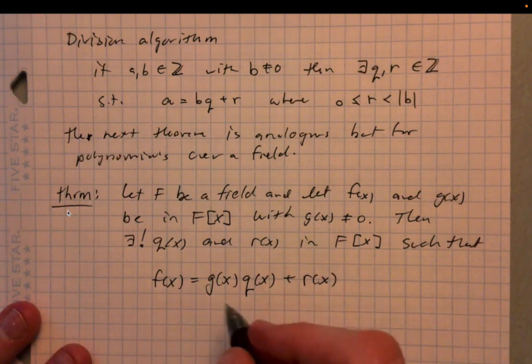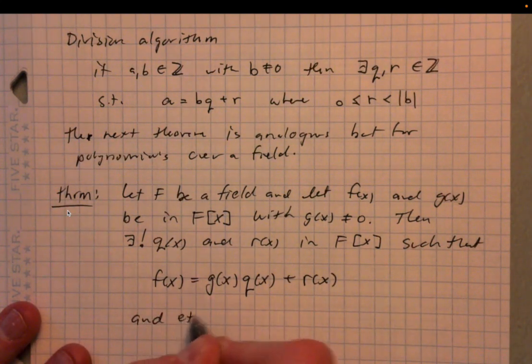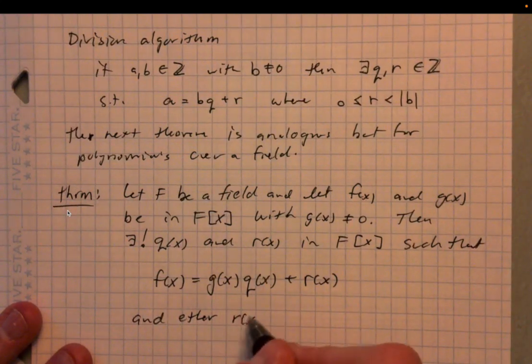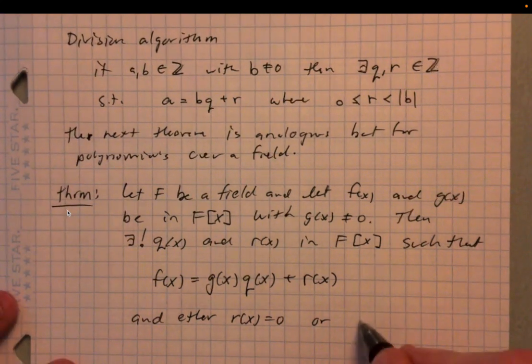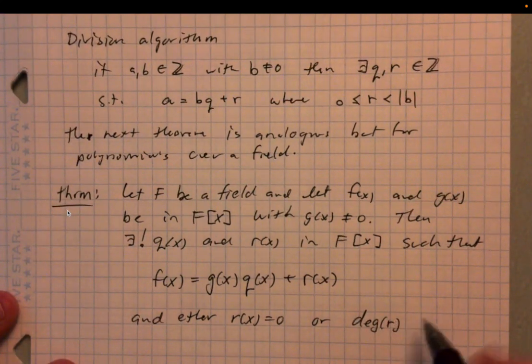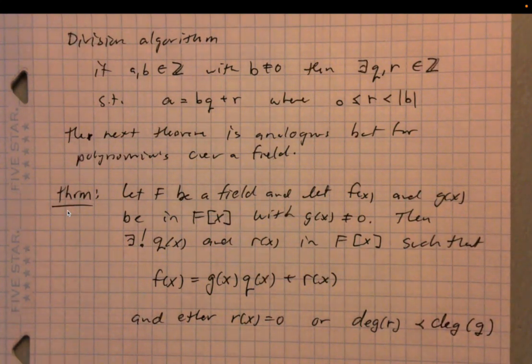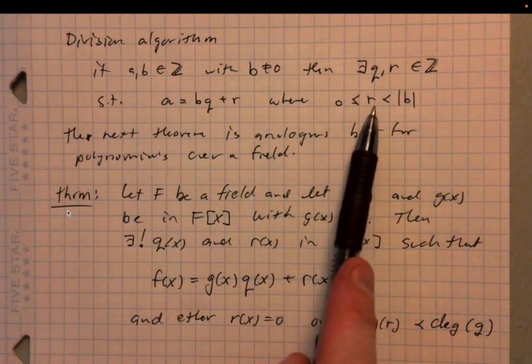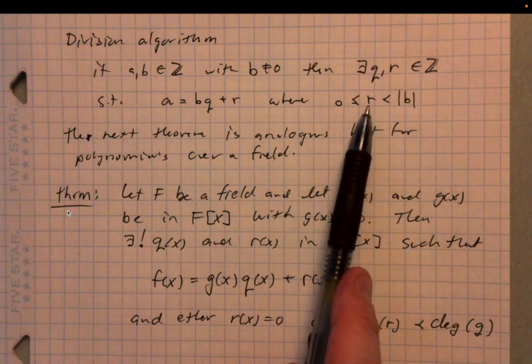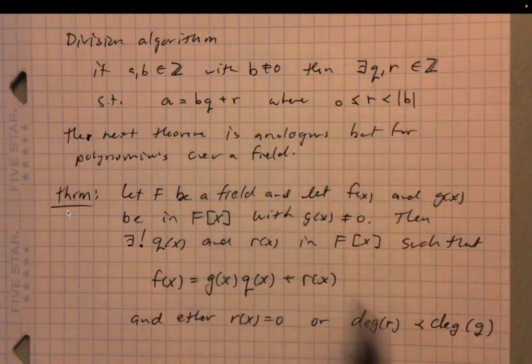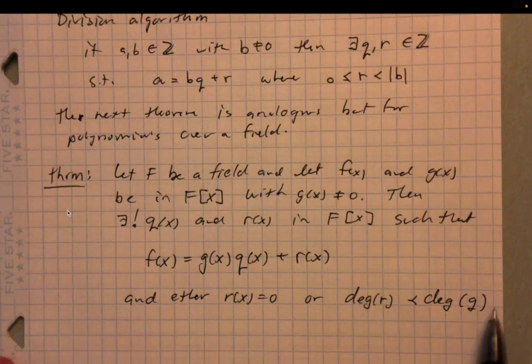Okay, and either we'll say if g divides f, then r of x equals 0, or in the case where there's a remainder, we say that the degree of r is less than the degree of g. Okay, so same conditions really as up here. Here we say r is greater than or equal to 0 in the case of strict divisibility. But if there is a remainder, it must obviously be less than b. And so we're saying the same thing here. The remainder has to have degree less than whatever g's degree is.